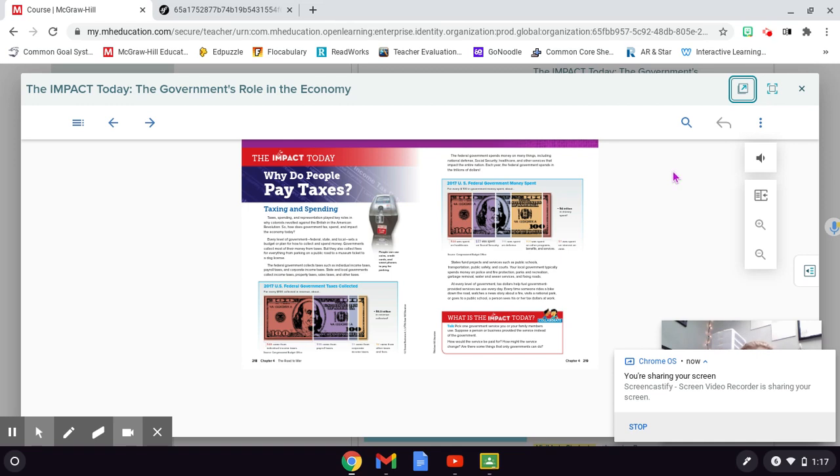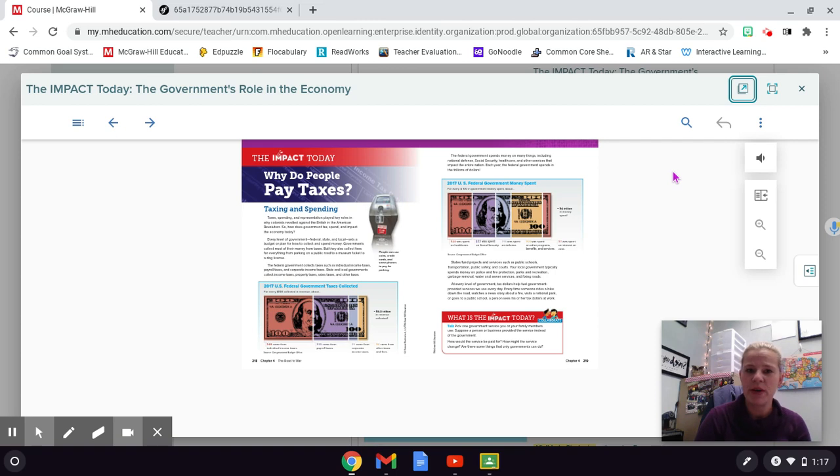Good morning, fifth grade. We'll do a quick lesson today over the impact today with the government's role in economy, talking about why we pay taxes. So this will be the end of our chapter 4. So let's go ahead and get started.